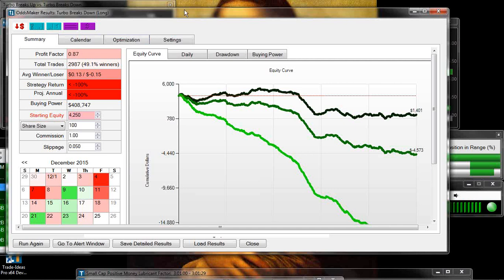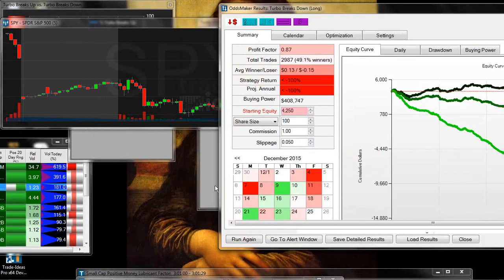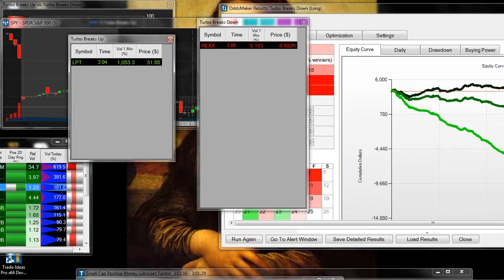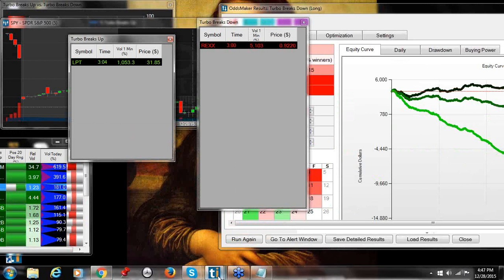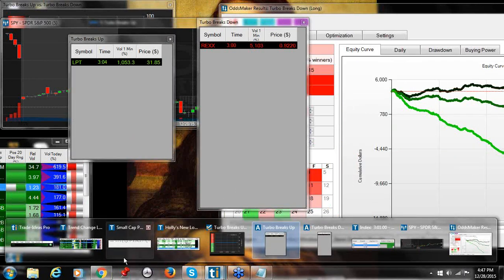So in essence, every day, let me get back to my toolbar here so that I can point this out clearly.